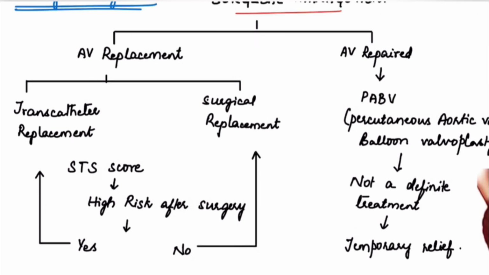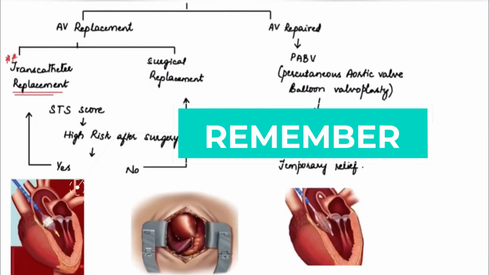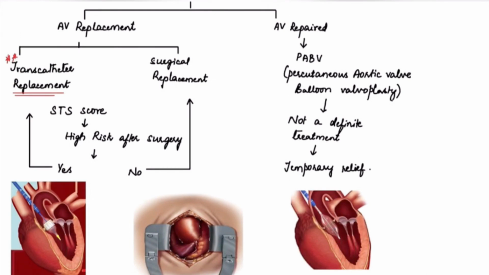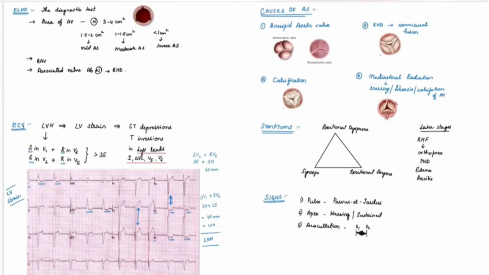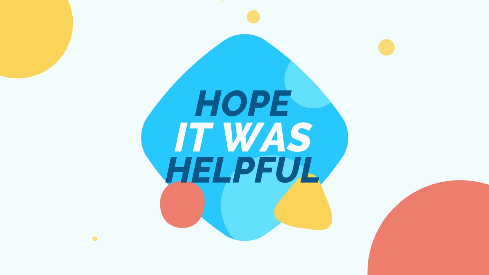But it's important to remember that transcatheter aortic valve replacement is now considered as the first choice of surgical management in patients with aortic stenosis unless it is contraindicated. And this is the complete picture of aortic stenosis, starting from the etiopathogenesis, the symptoms, signs, the diagnosis and management of aortic stenosis. And I really hope this video helped you a lot.